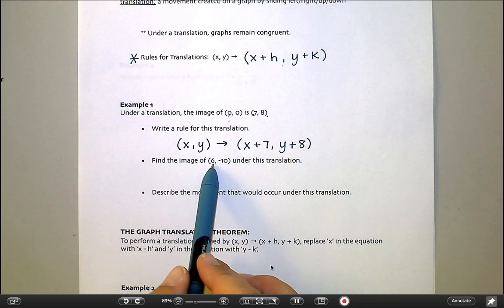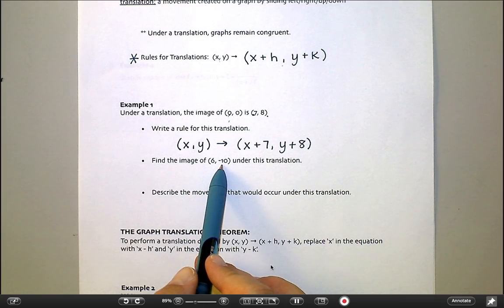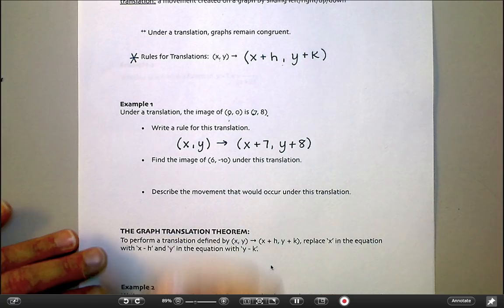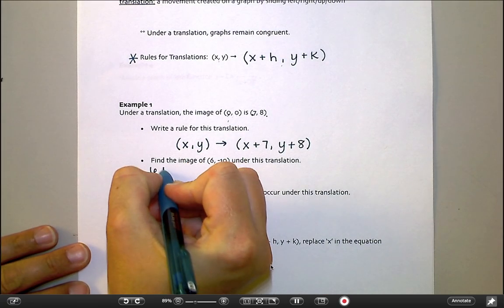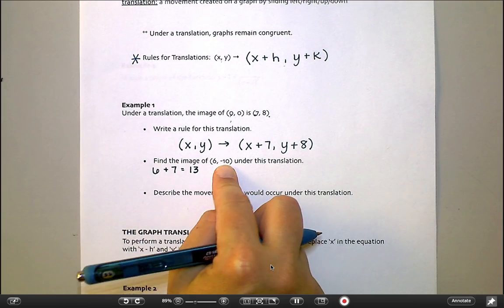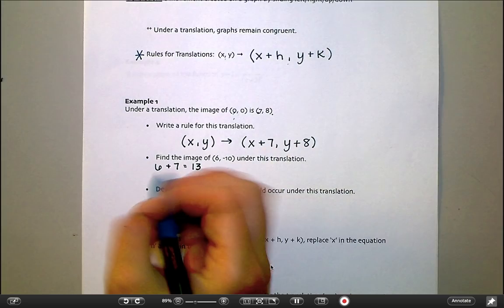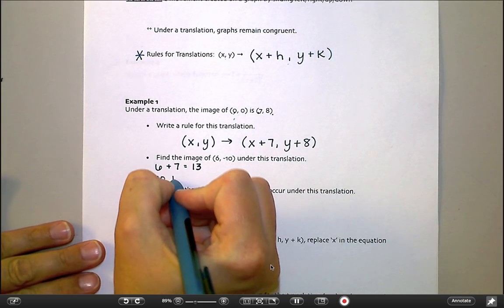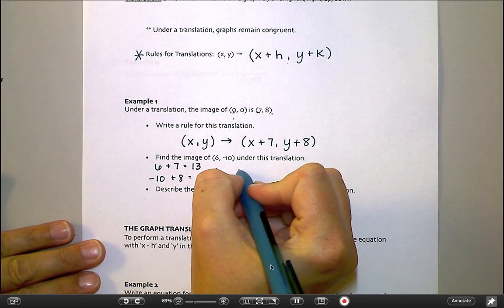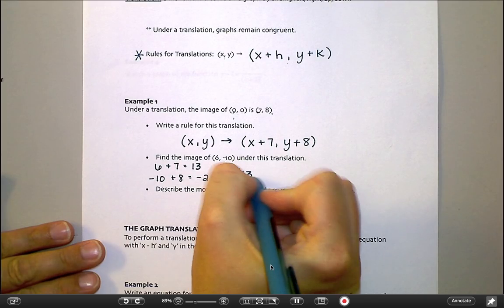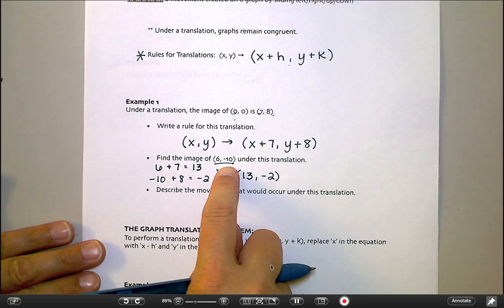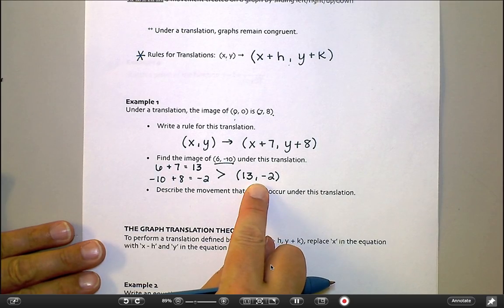Then find the image of (6, -10) under this translation. Well, this is how we perform our translation. We're going to take the x value of 6 and add 7 to it to get 13. And we're going to take the y value of -10 and add 8, and we end up with -2. Put these two things together in a coordinate, and this would be the new coordinate. This is where this point would go if we did this translation.